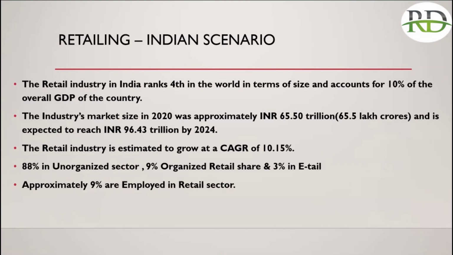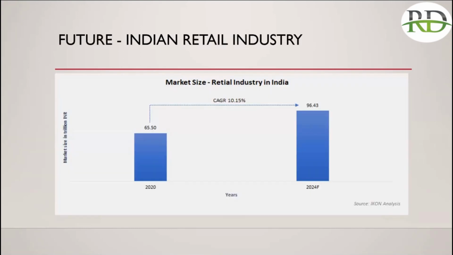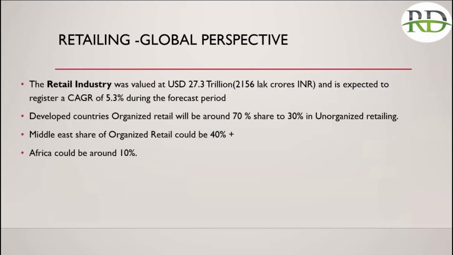So why this number is critical is that there is so much more opportunity for organized retail, both in food, agri, and other formats of food. People employed in the organized retail sector are only 9%, but there is a huge scope as the organized retail share goes up in the market. So this is the growth which is planned.